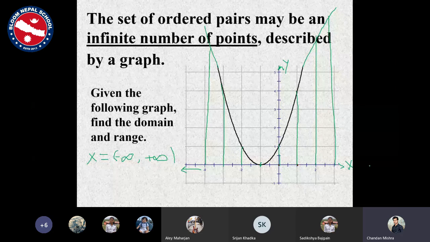If it makes sense, please type y. If it doesn't make sense, please type n, and I'll be happy to do it again. On y, it goes from -infinity to +infinity. Okay, it makes sense to Sadiksha.